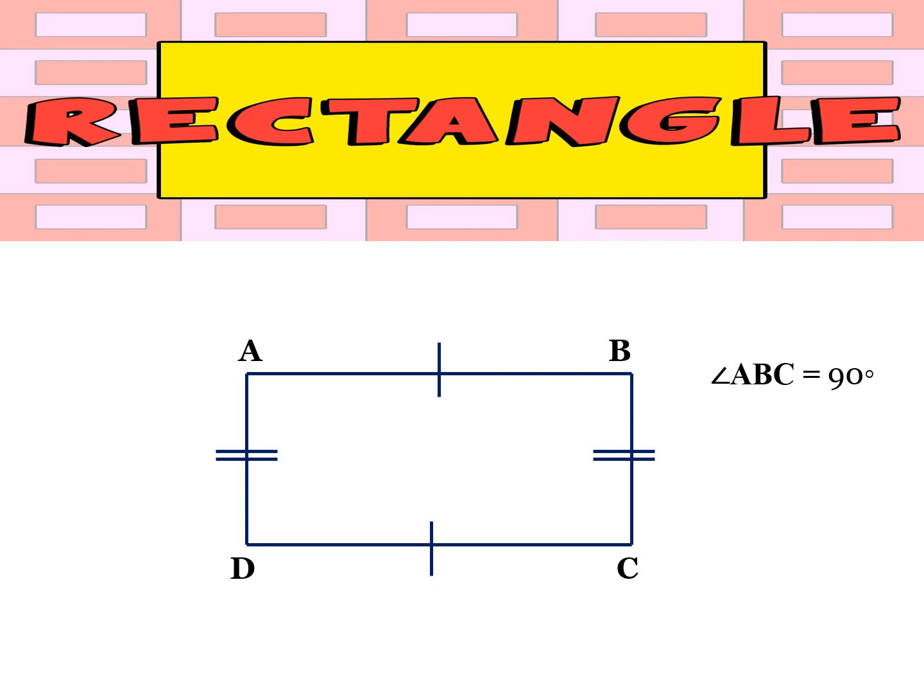Let's discuss the angles in a rectangle. We know that there are four right angles in a rectangle. So angle ABC is equal to 90 degrees. Angle DAB is also 90 degrees. Angle BCD is equal to 90 degrees. And angle CDA is also 90 degrees.